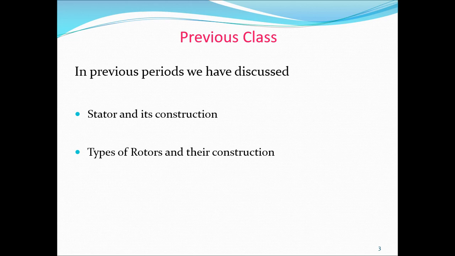If we consider the salient pole rotor, let us first see what a rotor is. A rotor is a rotating part which rotates on the shaft. Where is it kept? It is kept on the shaft. The shaft is rotating between the bearings. On this shaft, we have the rotor. On the outer periphery of the rotor, we have the slots. In these slots, we have the rotor winding.